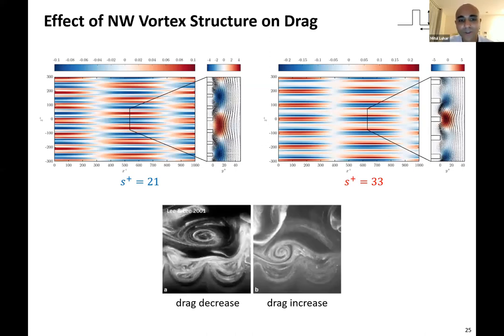this is a comparison of structure. Predicted mode structure for S plus of 21 and S plus of 33. So drag reducing case, drag increasing case. And as I'd mentioned previously, there's qualitative consistency with the previous visualizations. So for cases in which drag is reduced, the quasi-streamwise vortices are pushed up above the riblets. For cases in which drag increases, there is greater interaction between these vortices and the grooves, and there's penetration into the groove area.